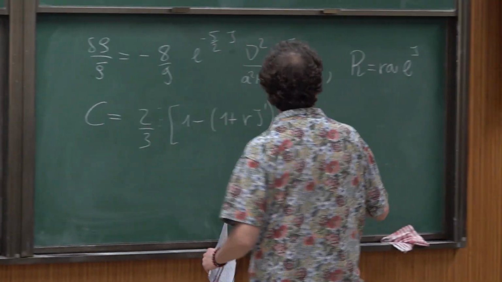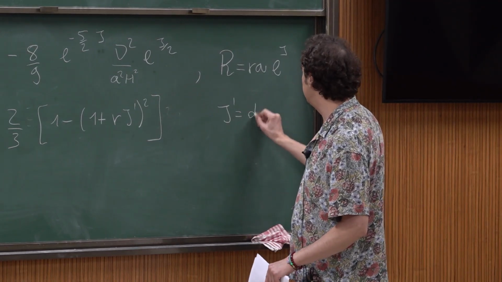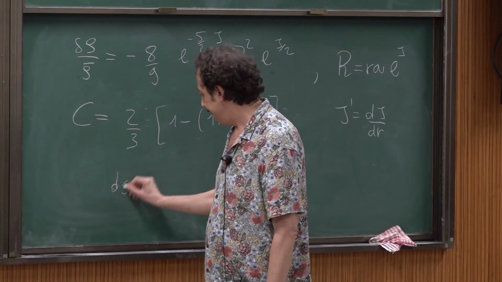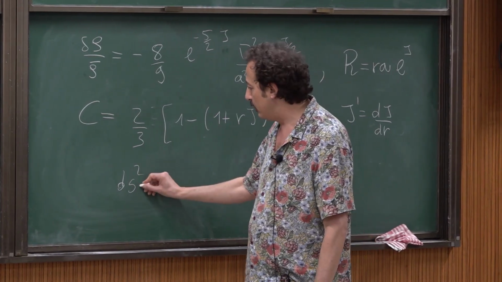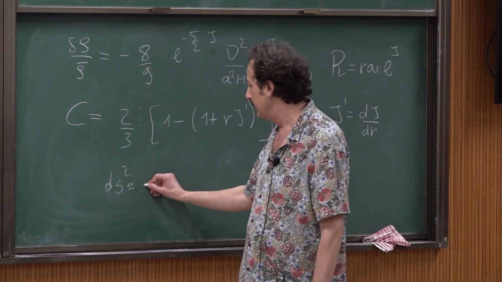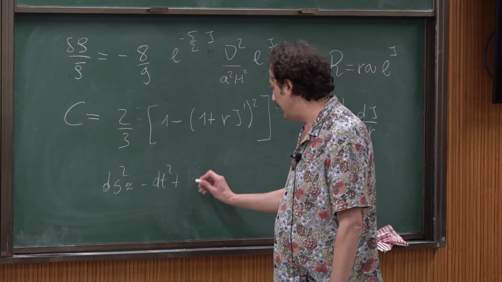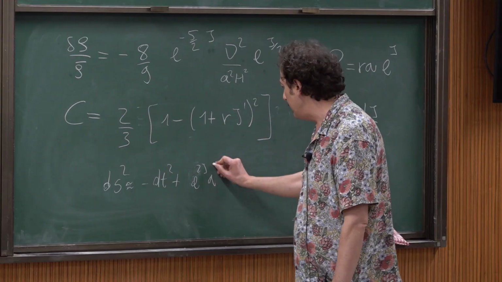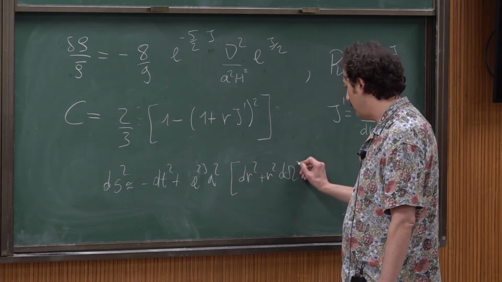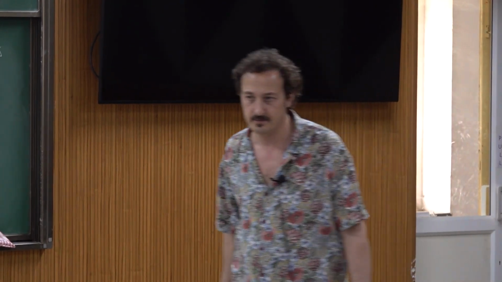Prime is the derivative with respect to r, like I did there. So zeta prime is d zeta dr. What I'm doing is assuming spherical symmetry because I'm considering an isolated perturbation. We're going to check that this is indeed spherical statistically. So this is minus dt square plus e to the 2 zeta a square multiplied by dr square plus r square d omega square, in spherical symmetry.